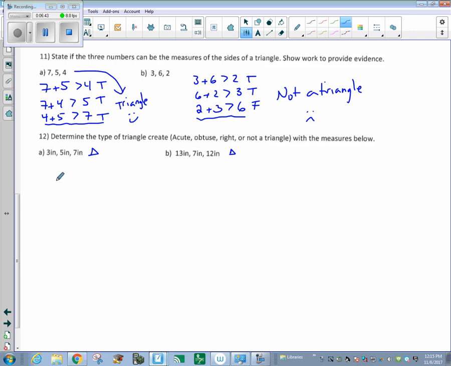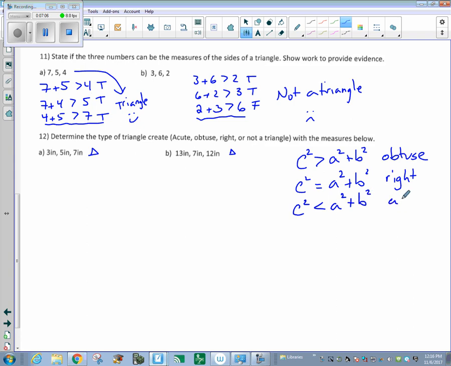All right, so knowing that, I'm going to go through and do kind of like the Pythagorean theorem. We talked about this earlier, that if c squared is bigger than a squared plus b squared, we have an obtuse triangle. If c squared is equal to a squared plus b squared, it is a right triangle. And if c squared is less than a squared plus b squared, we have an acute triangle. We already checked, just like the previous problem up here, if these were triangles, and they were. So cannot tell is not going to be an option for our answers.